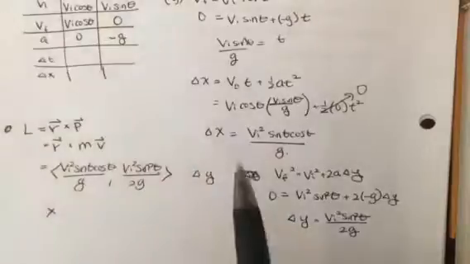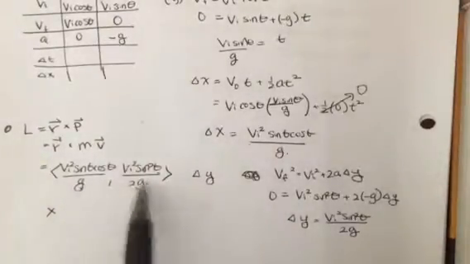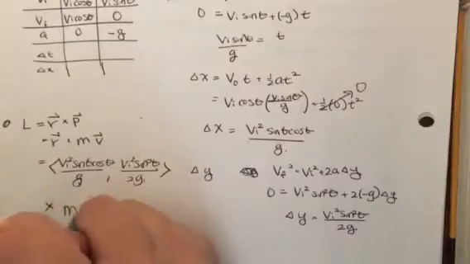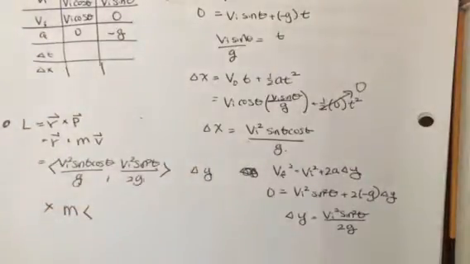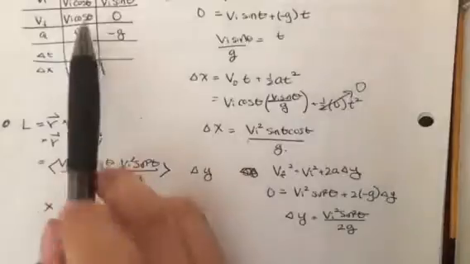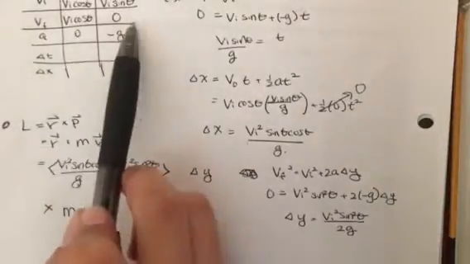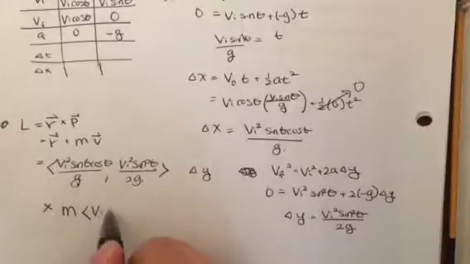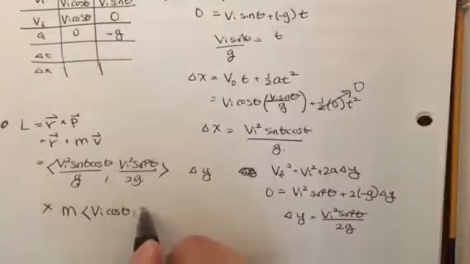cross, and that's how I write my vectors. You can write this as i and that as j. Cross mass, which we do not know, and velocity. Velocity there we know to be at the final point. Here, it's the i, the j. So V_i cosine theta, comma 0.